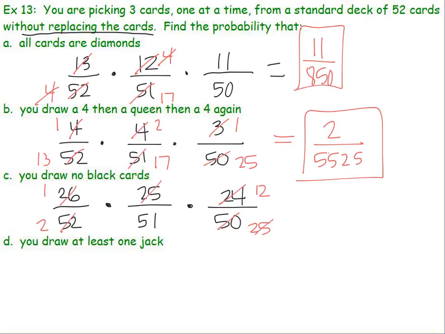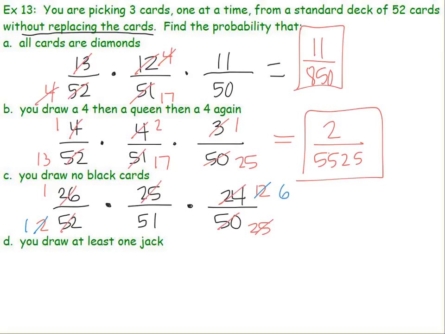Can 12 be reduced with anything? Well, 12 can be reduced with the 2 way over here. So I'm going to cross off the 2 and the 12. They can both be reduced by 2. 2 divided by 2 is 1. 12 divided by 2 is 6.